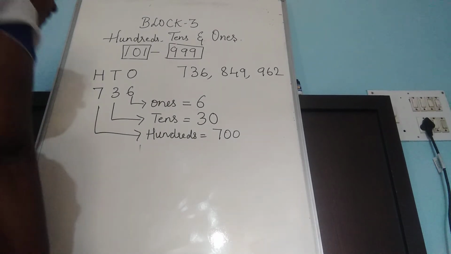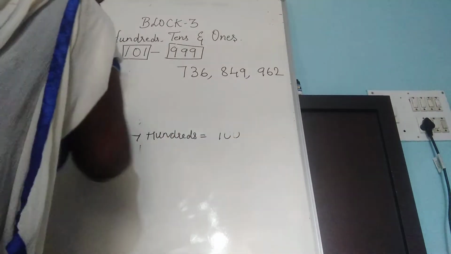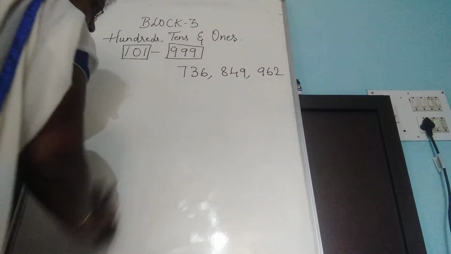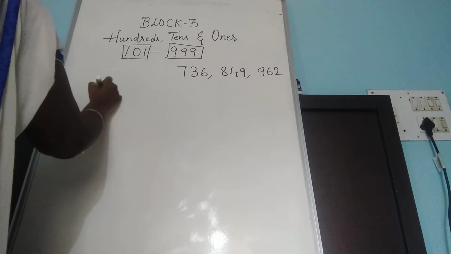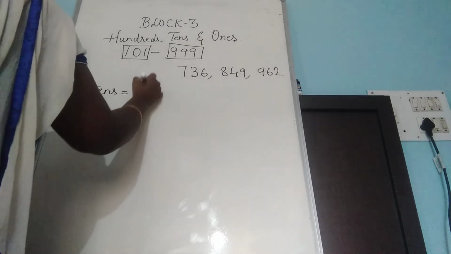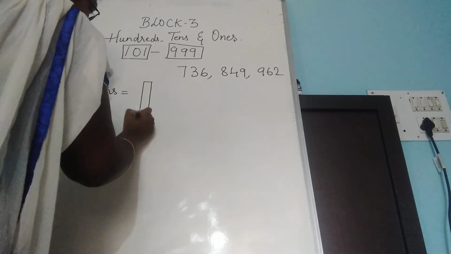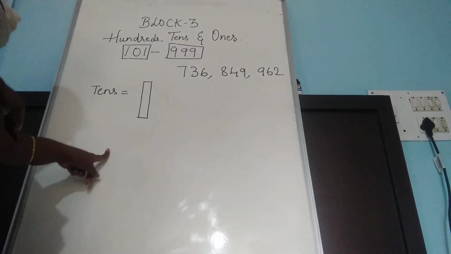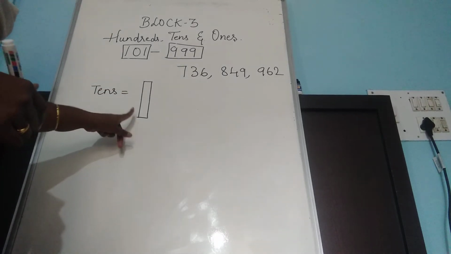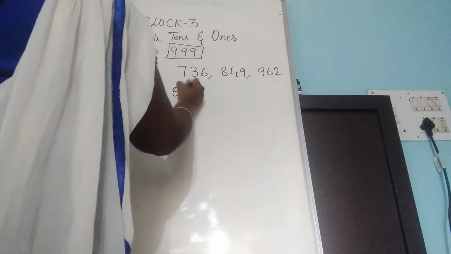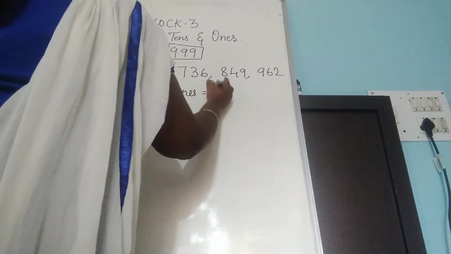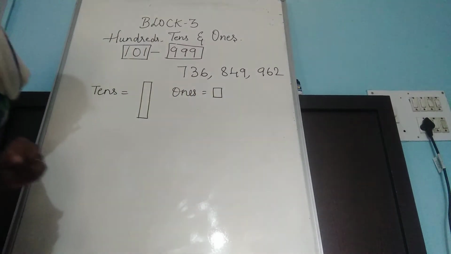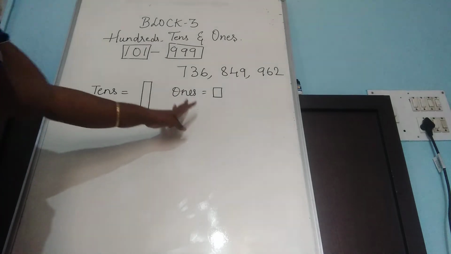This is the concept and you will represent each one with a block, just like your previous lesson. How do you represent tens? A long rectangle bar is the representation of tens, and ones is a small square. This is the representation of a small square.